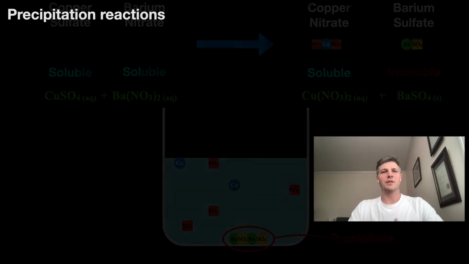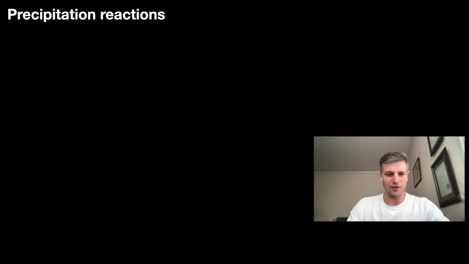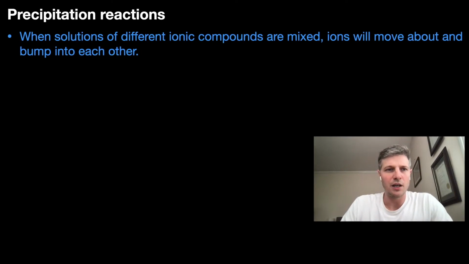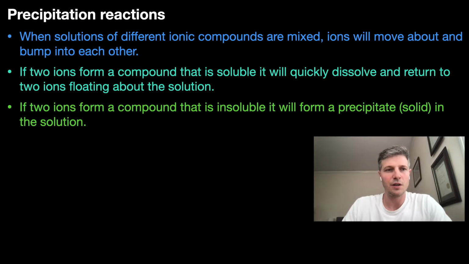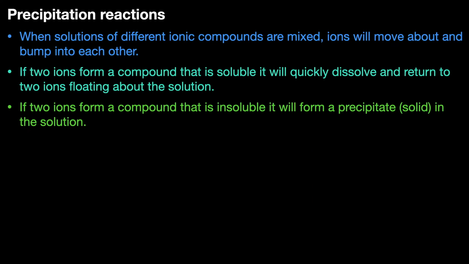So, precipitation reactions. Let's summarize this now. When we have solutions of different ionic compounds and they're mixed, the ions will move about and bump into each other. If the two ions form a compound that is soluble, it quickly dissolves and returns the two ions floating about the solution. If two ions form a compound that is insoluble, it'll form a precipitate in the solution.